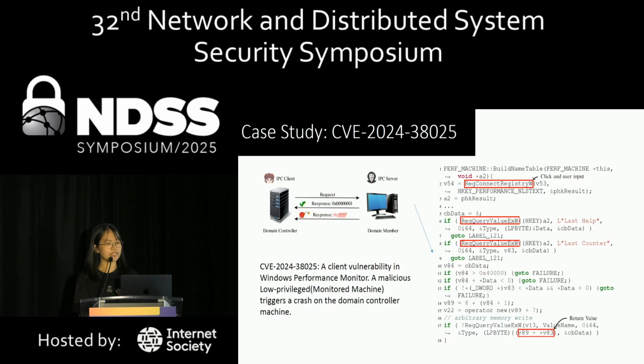Let's see a case study of a CVE we discovered in the Windows Performance Monitor. When the domain controller uses Performance Monitor to monitor a low-privilege machine, the machine can trigger a crash on the domain controller. The right shows the relevant code. The red marks indicate where the IPC requests are sent and data is received. The crash happens when the client doesn't properly validate the return value from the malicious server.